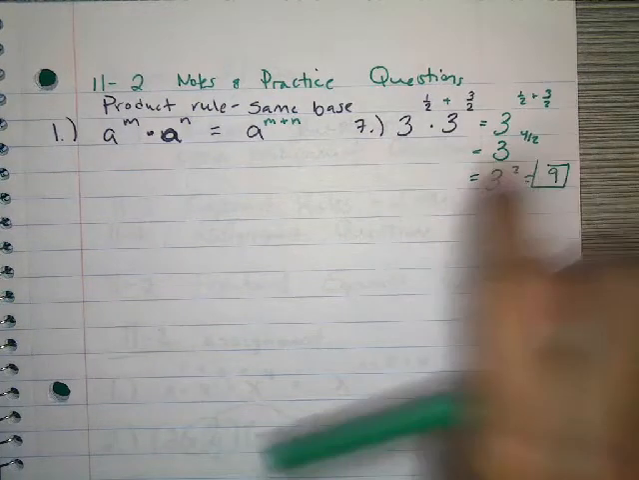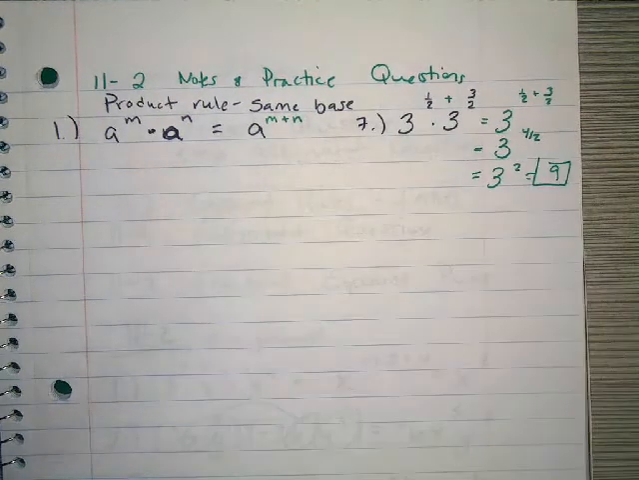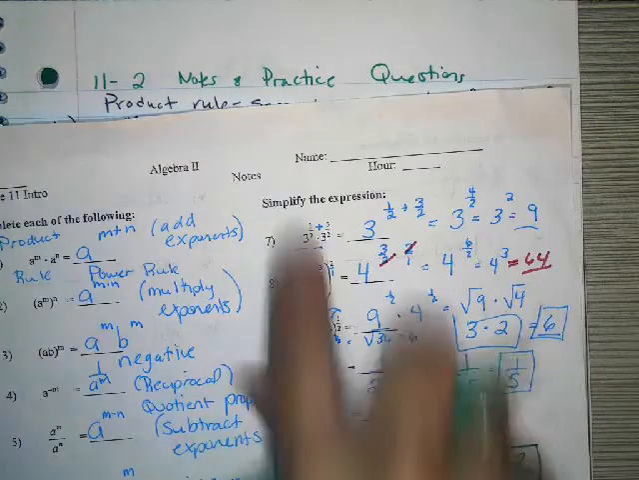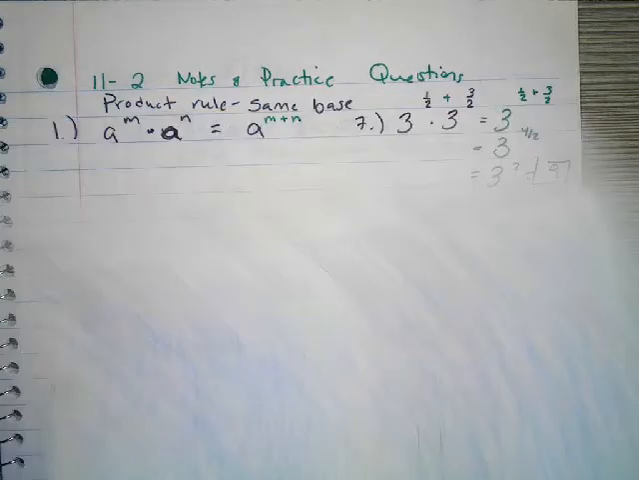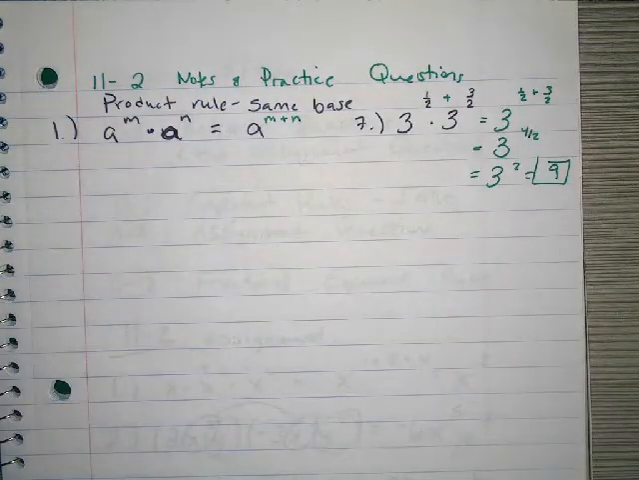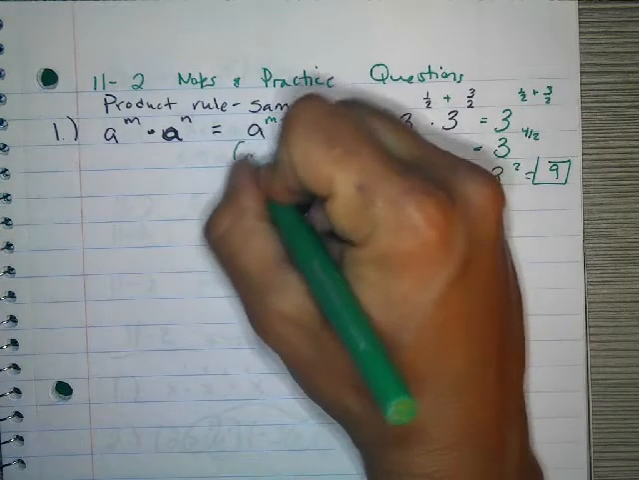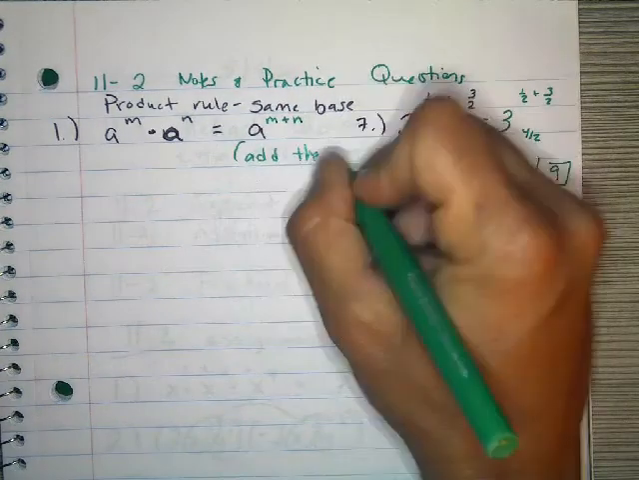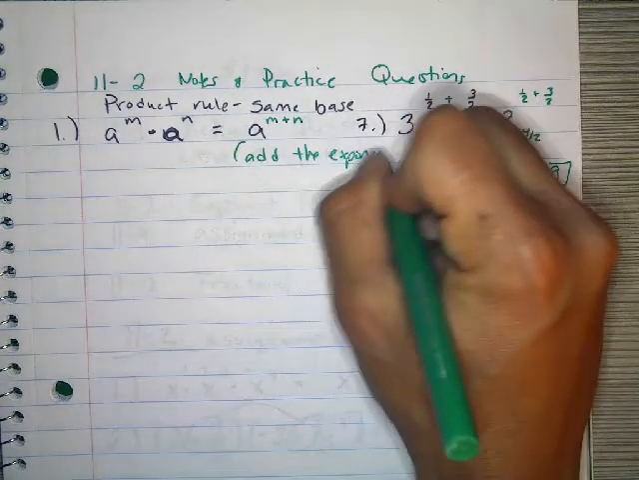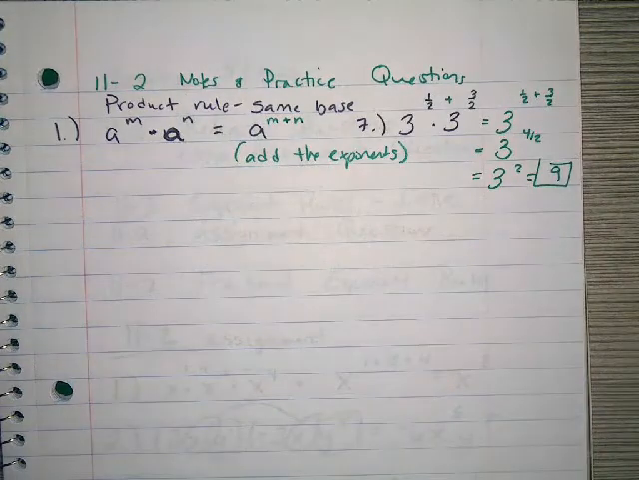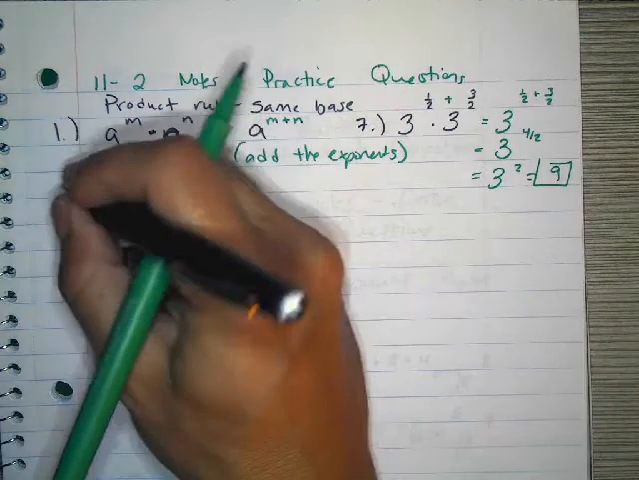Some of you guys left it like this, but when it says simplify, so again the directions say simplify the expression, that means that you have to get a numerical answer. So that is product rule. Product rule means they have the same base, and you are going to add the exponent. It's just going to be all fractions.